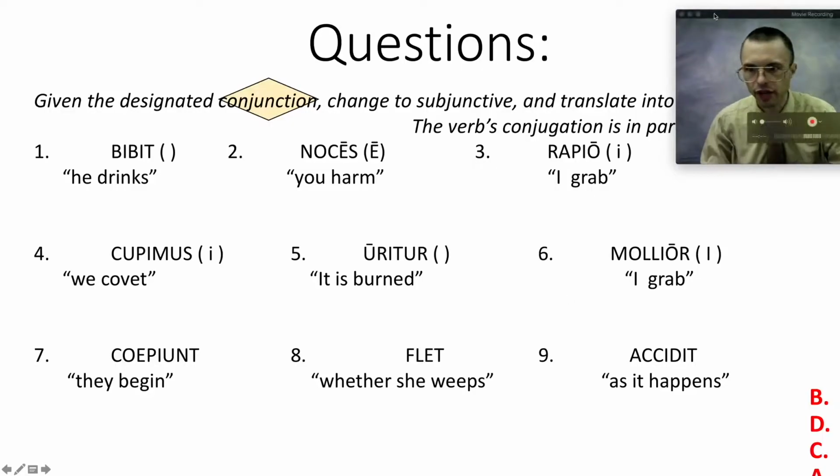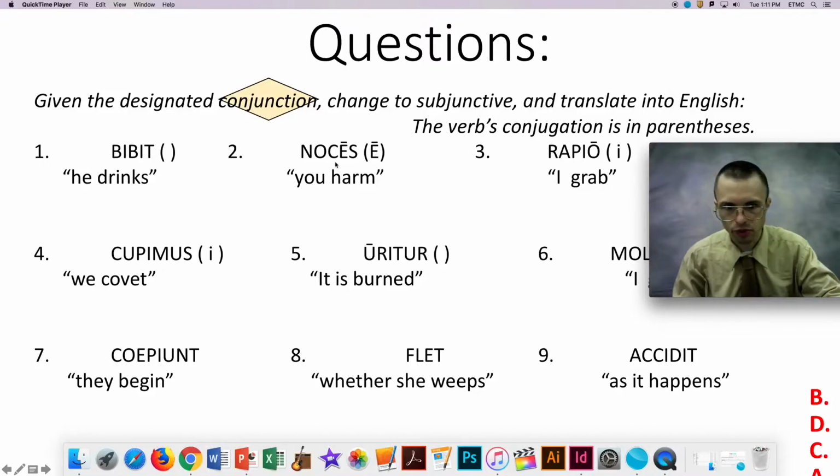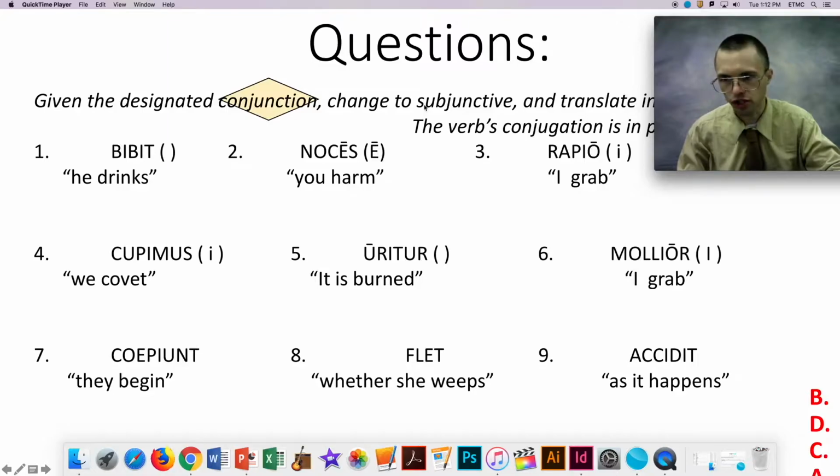All right, try these questions. You want to change the indicative verb to a subjunctive, and I included the conjugation in there, so like nocet you know is a long E verb. Also change the translation when you change it into subjunctive. So he drinks should become he may drink, bibat. And if you forgot how to do these, then rewind the video and see how to change each and every conjugation. So do these 9 and then do the next 9 on the next slide and then restart the video and I will put up the answers.